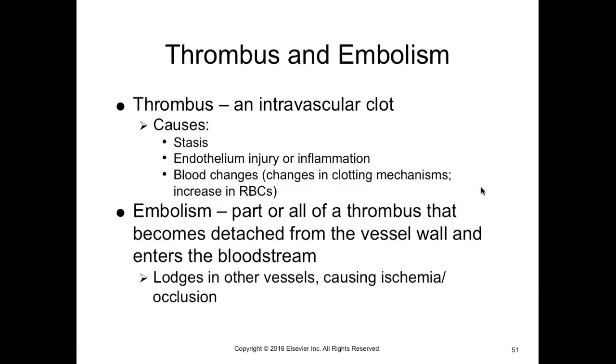Thrombus and embolism. So a thrombus is a clot. It's an intravascular clot. Causes are stasis, injury, inflammation, any kind of blood clotting changes. An embolism is part or all of the thrombus that becomes detached from the vessel wall and enters the bloodstream. It lodges in other vessels, causing ischemia and occlusion.